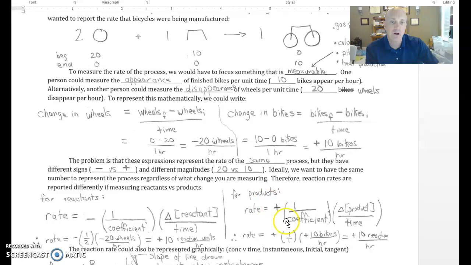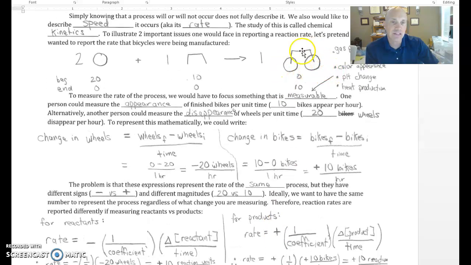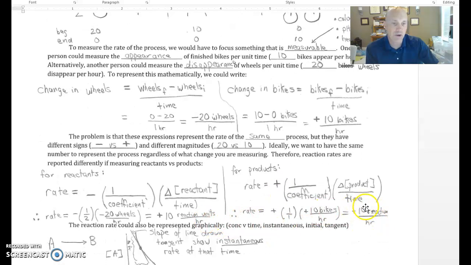All right. Alternatively, we make one bike. So if we put this bar right here, it would be 1 over 1. And notice that this is positive. The reason that this is positive is that, if this is a forward process right here, the change of the product is going up over time. So that's a positive change. So we don't need to do any changing of the sign there. So notice that no matter which way you do it, you end up getting the exact same rate. All right, positive 10 reaction units per hour.